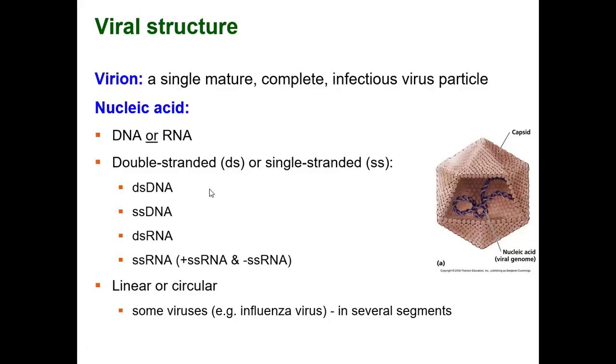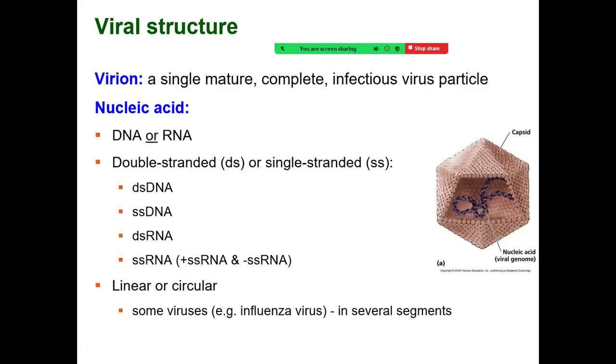The viral genome can also be double-stranded RNA, and that's unheard of in our cells. Our cells do not have double-stranded RNA unless they're infected with a virus that has a double-stranded RNA genome. Our cells do not have double-stranded RNA in them. We do have single-stranded RNA in our cells, and the virus genome could be single-stranded RNA. If the virus is single-stranded RNA, it's important to say whether the virus genome is positive single-strand RNA or negative single-stranded RNA.